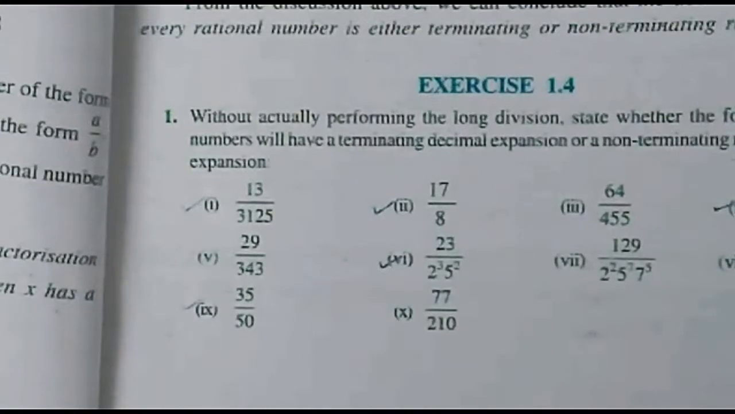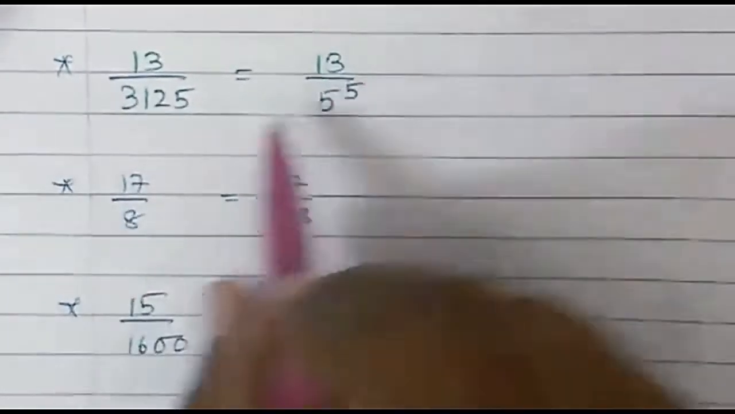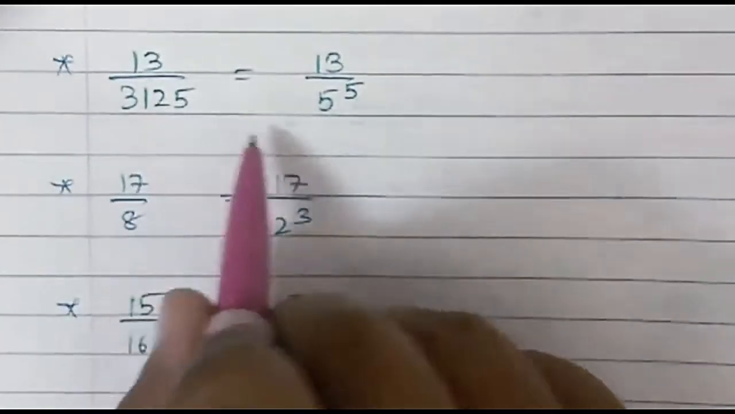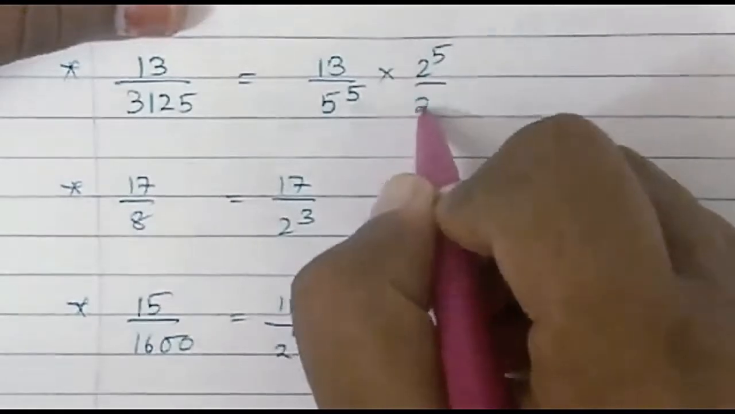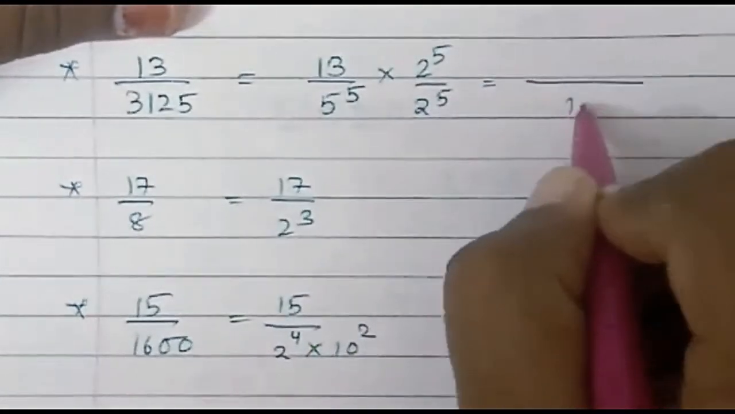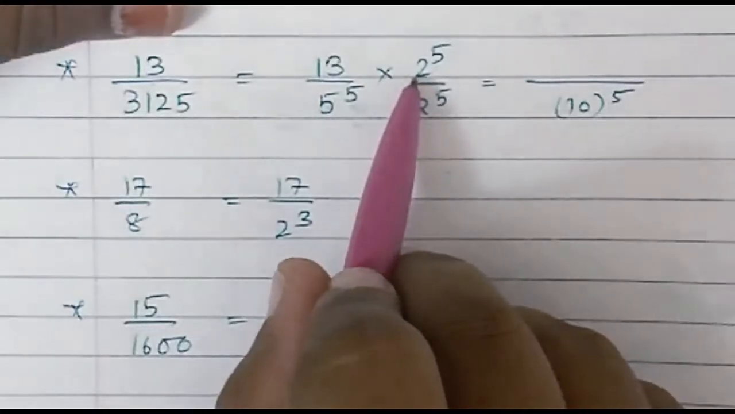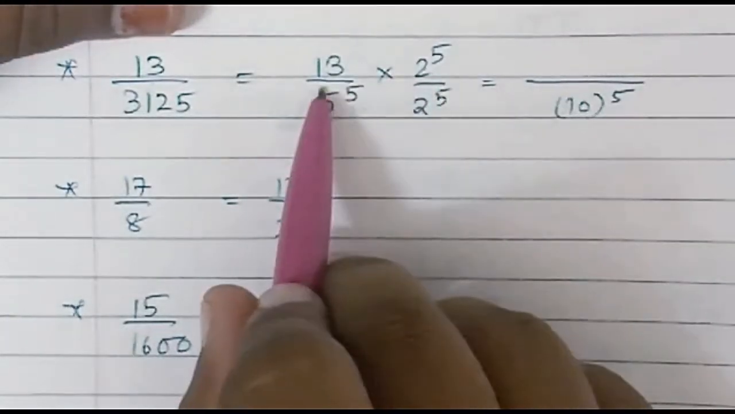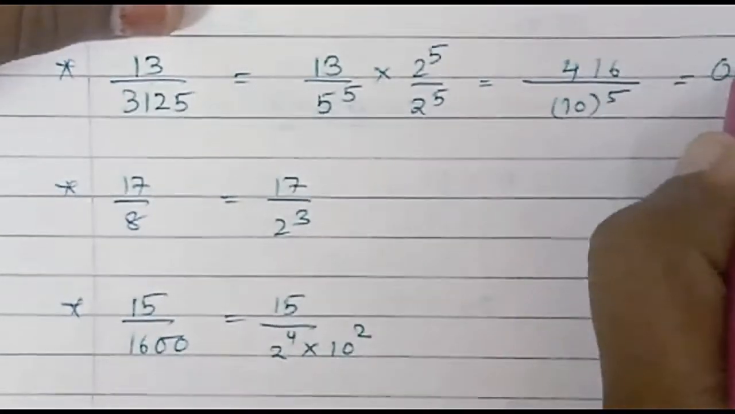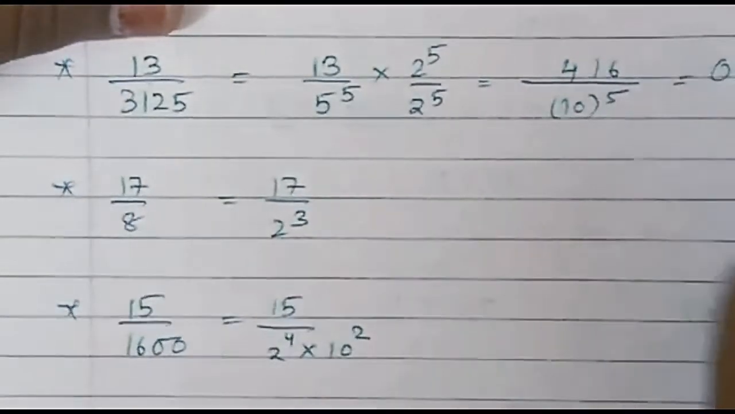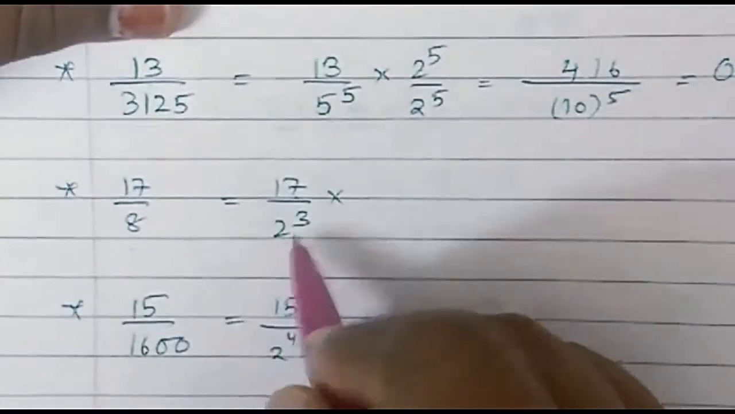Let us do it step by step. Now let us see the first one, 13 upon 3125. I told you 3125 is actually 5 raised to 5. So what will we do? Multiply it by 2 raised to 5, so that the denominator will become 10 raised to 5. Here we will get 2 raised to 5 into 13, which is 416, and so the answer is 0.00416.